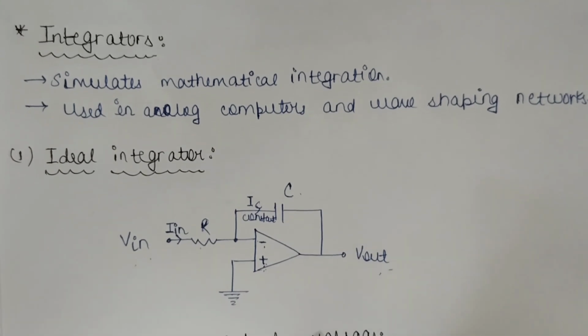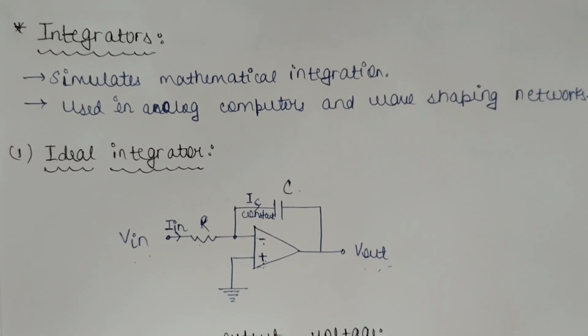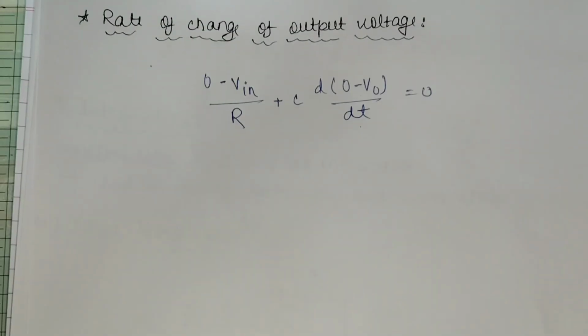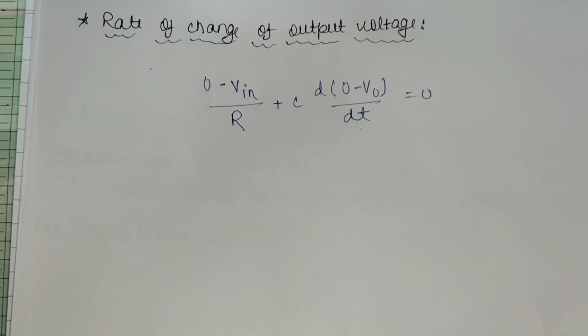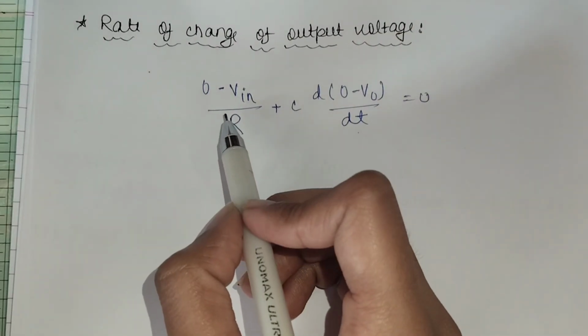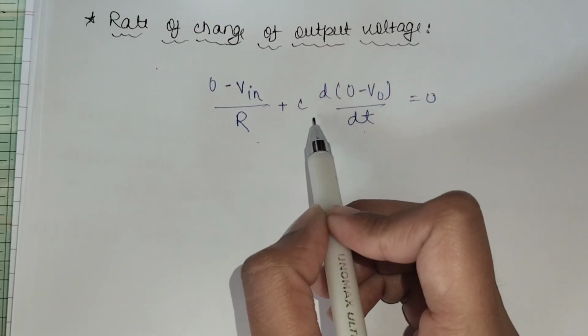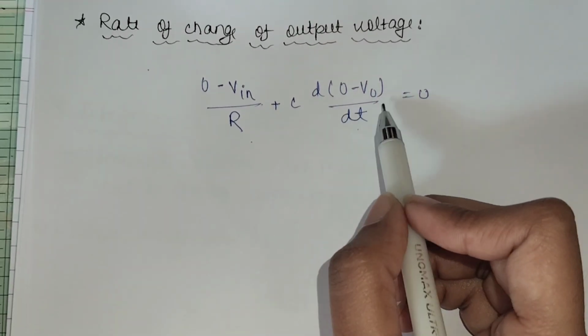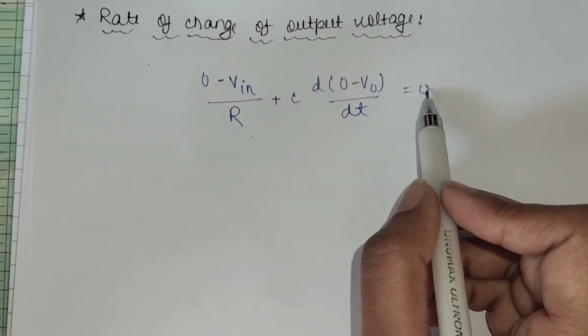For deriving the relation between V output and V input, we will use the nodal equation. We can use the nodal equation for finding the rate of change of output voltage in terms of input voltage. This can be given as (0 minus V input) by R plus C times d(0 minus V output) by dt equal to 0.